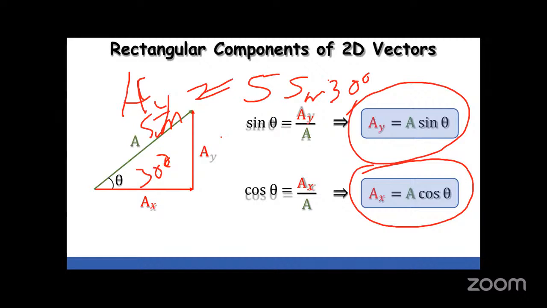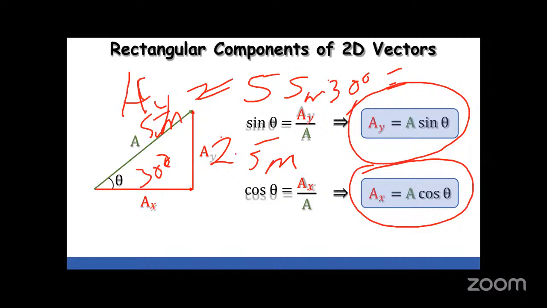What's your response? 2.5, sir. All right, so that gives us 2.5 meters.